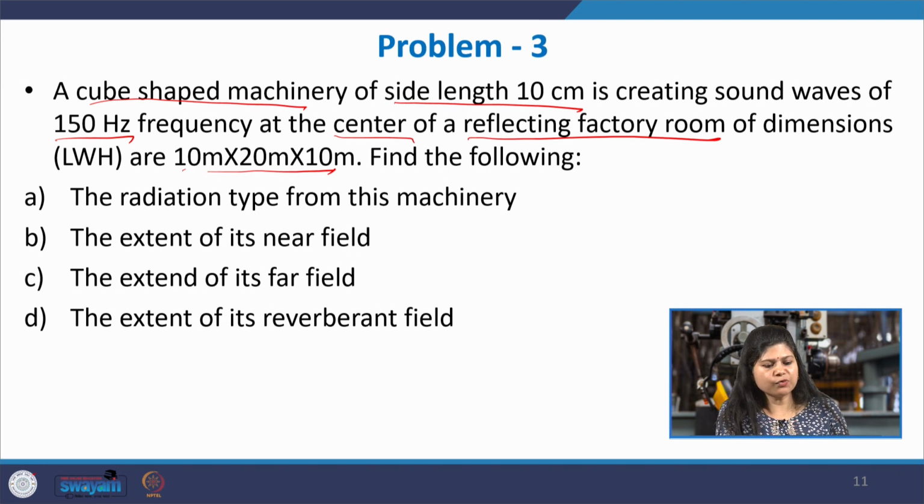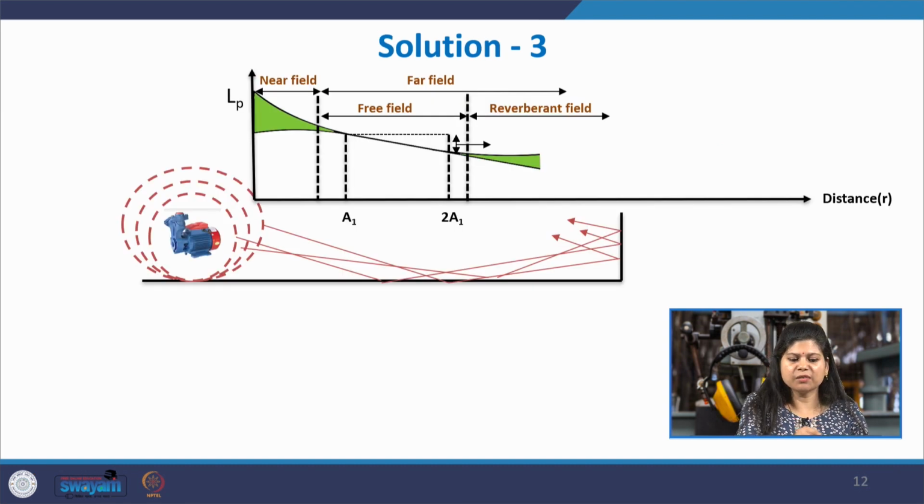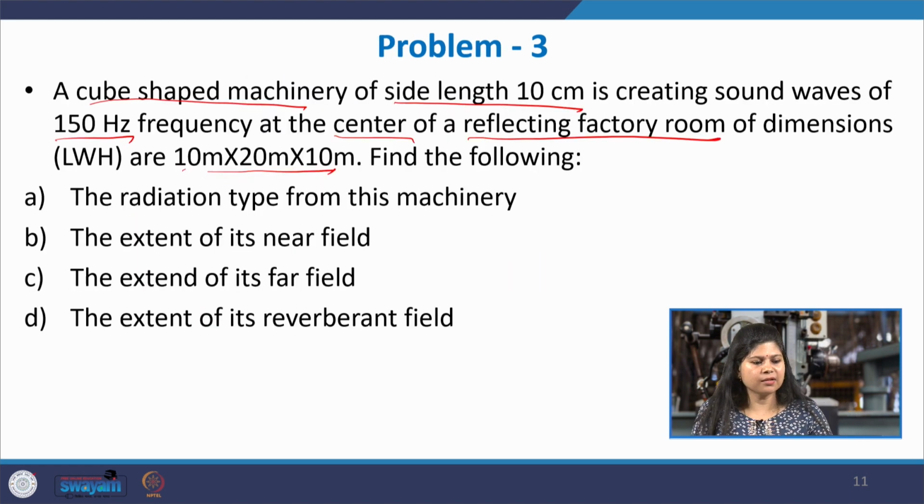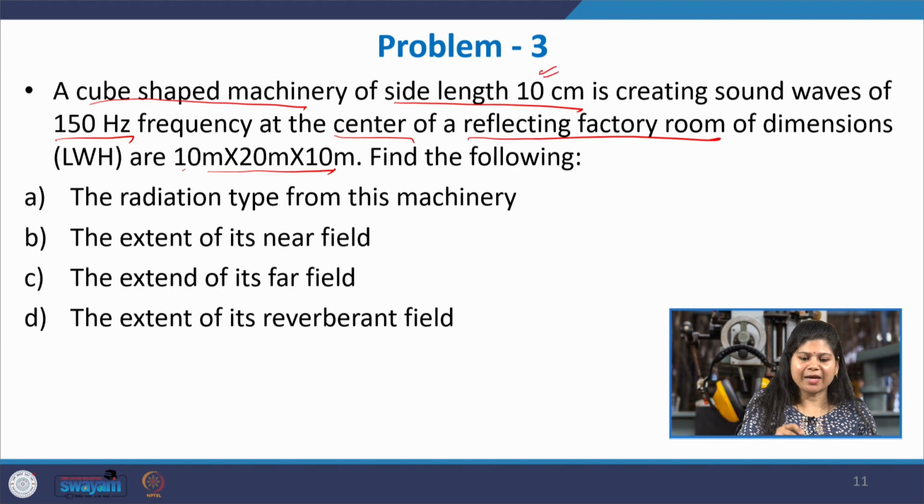Find the following. First of all, what should be the radiation type from this machinery, and then find out the extent of the near field, the far field and the reverberant field. This represents very much the case we studied in the previous lecture. You have certain machinery placed somewhere in the center of the room, and the room is pretty large compared to the dimensions of the machinery.